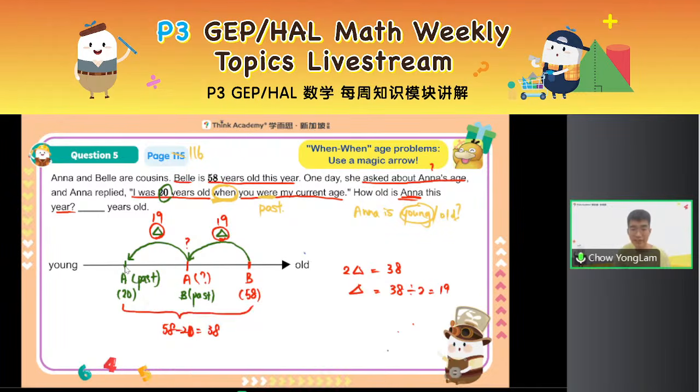Okay, so you can either start from here, 20, grow older by 19, right? 20 plus 19, or starting from 58, go back 19 years. 58 minus 19. Either way, they should give you the same answer, which is 39, right? So that means Anna is 39 years old this year. Okay, right. So with that, that is how you do this question, right?